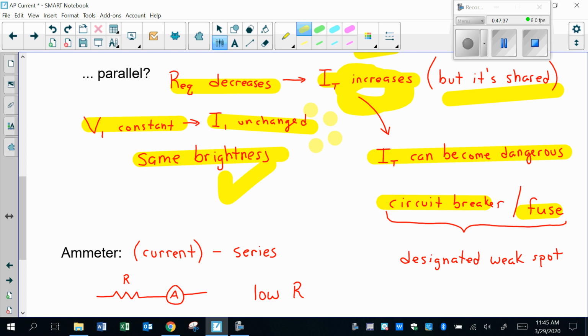Oh, we used up too much, we're using too much current, and so our designated weak spot failed before some other spot failed. The designated weak spot is designed to be easily accessible, whether it's in the circuit panel in your basement or in your garage, and you can go there and fix it very easily, whether it's flicking a switch or whether it is changing a fuse. A fuse is just a thinner piece of metal.